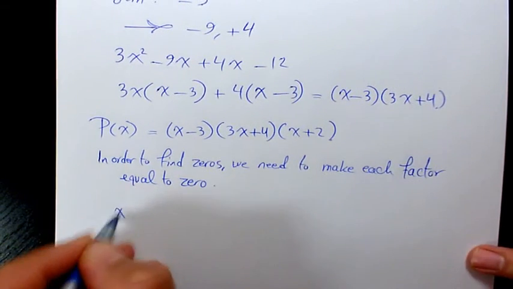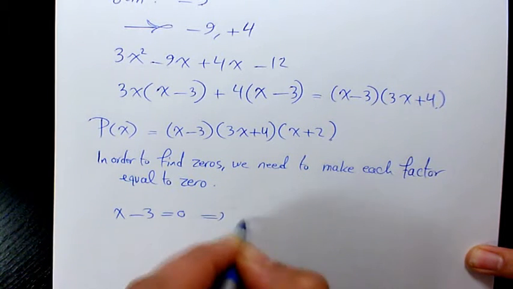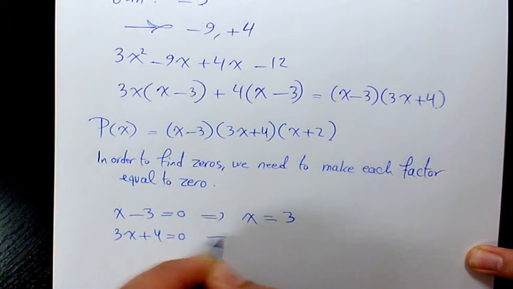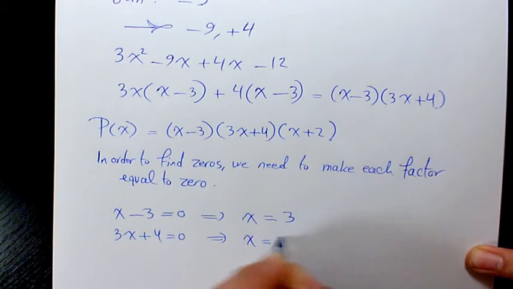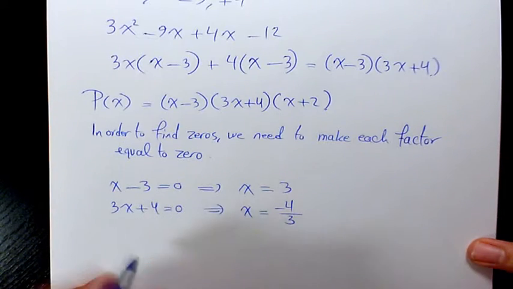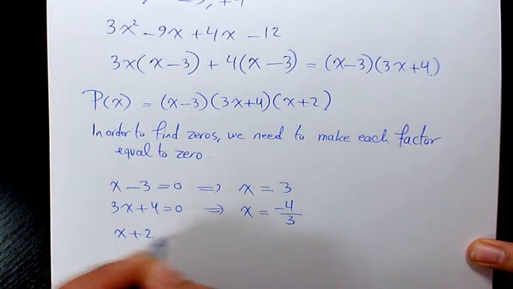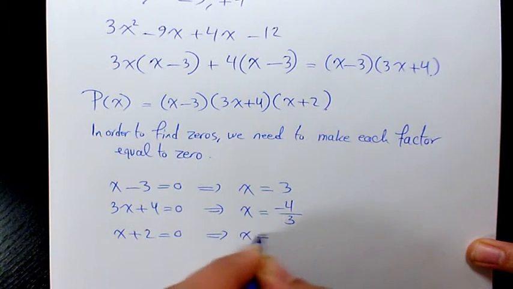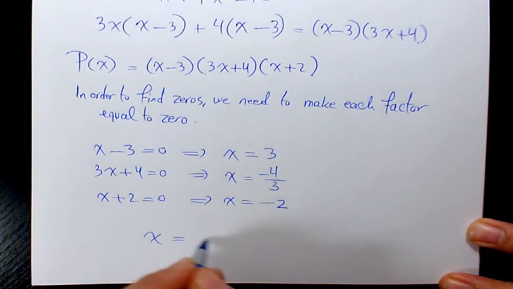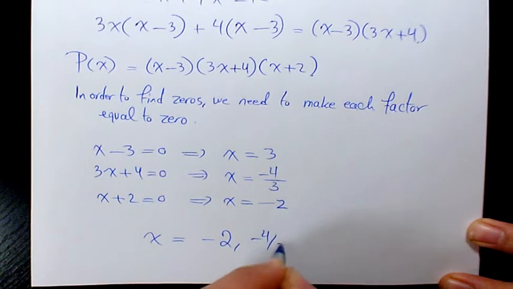So x minus 3 equals 0, so x is 3. 3x plus 4 equals 0, it means that x is negative 4 over 3. Why negative 4 over 3? Because 3x plus 4 is 0, so 3x equals negative 4, divided by 3 is going to be negative 4 over 3. And x plus 2, we got it first, it was negative 2. So these are going to be the zeros. So x equals negative 2, negative 4 over 3, and positive 3.